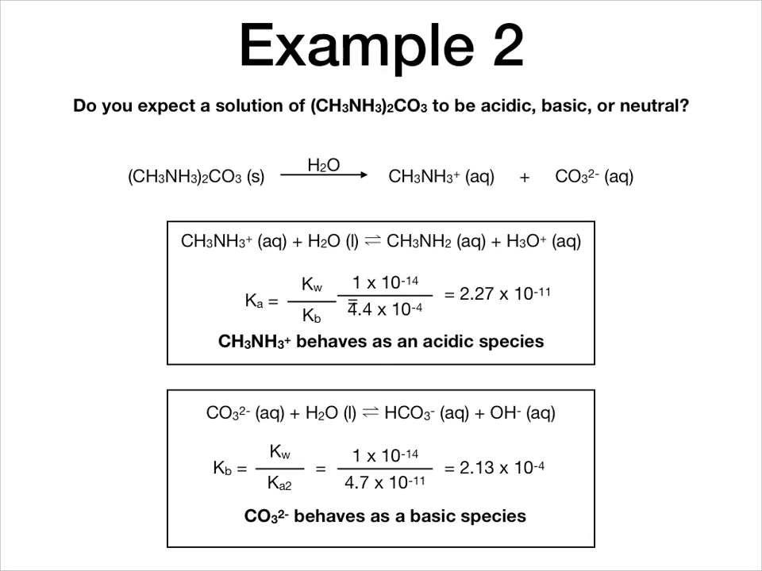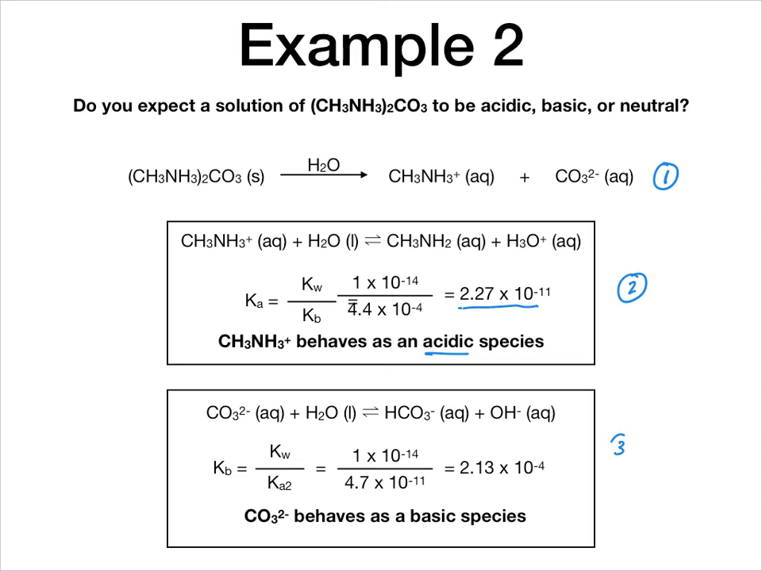Okay, so in the first step, I broke the salt up into its ions. I dissolved it in water. I then investigated how the cation interacted with water, and I found that it is an acidic species. It forms an equilibrium that is that of a weak acid with a Ka of 2.27 times 10 to the minus 11.